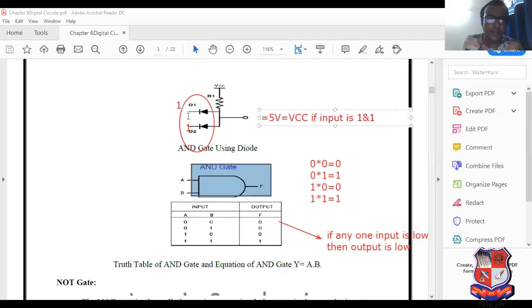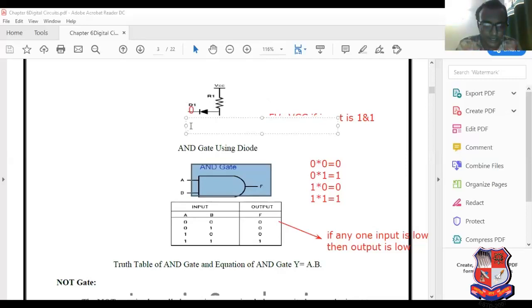Now if we apply 0 1 here, this diode acts as forward biased and this diode acts as reverse biased. So all the current flows through the ground. First of all, try to understand this particular point. It is very easy. But what is the remaining case? I have discussed this third case. See this very carefully. Here we apply 0 volt. The diode acts as forward biased, but here it is reverse biased.